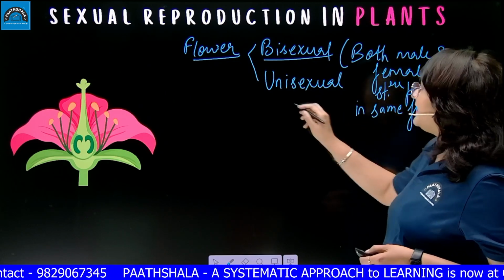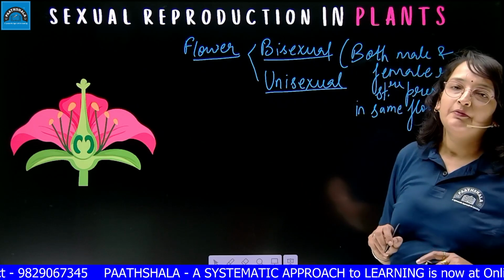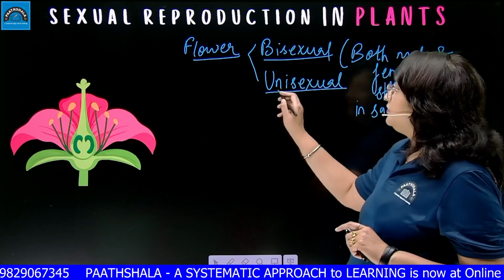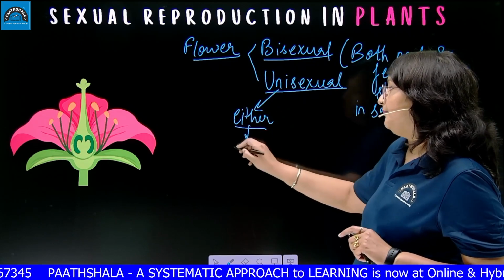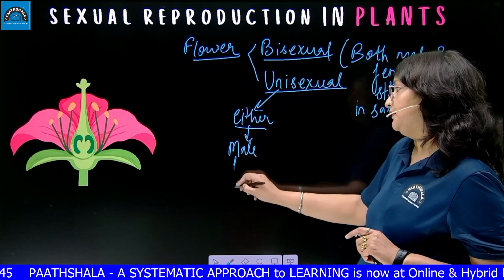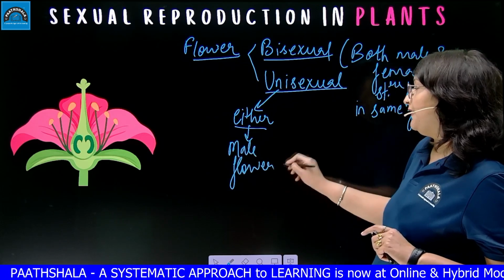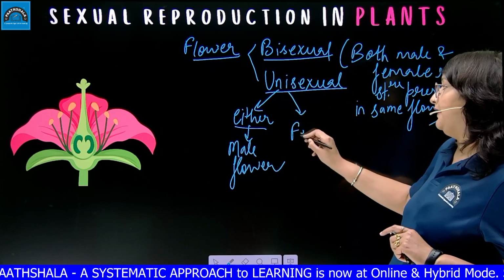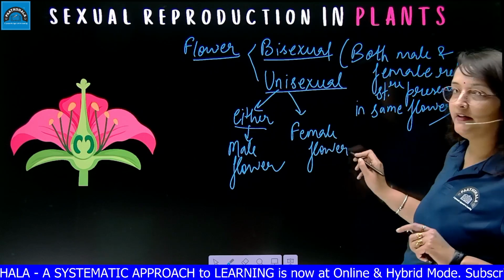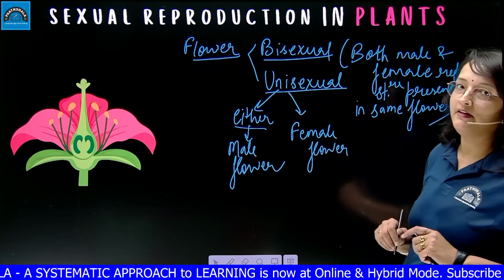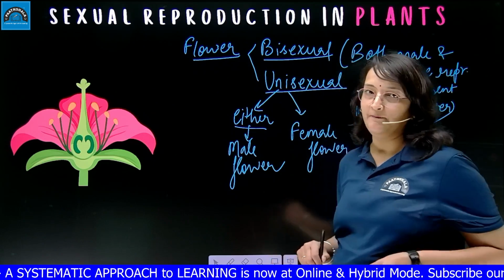While in a unisexual flower, only one type of reproductive structure will be present. So either the flower will be a male flower or the flower will be a female flower. The male flower will develop the male reproductive organ in it. The female flower will develop only the female reproductive part in it.